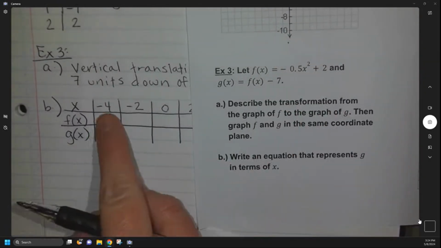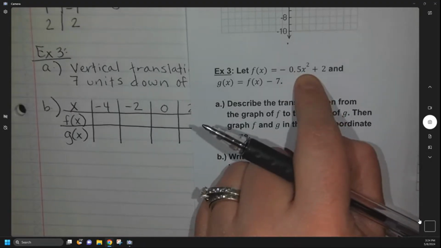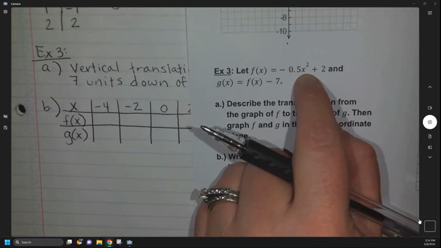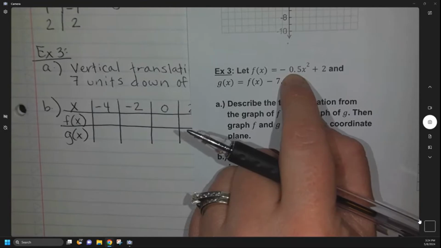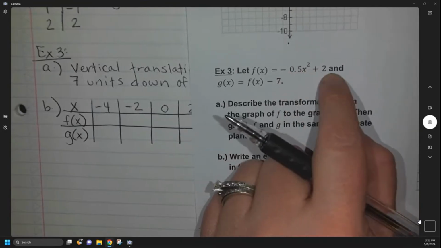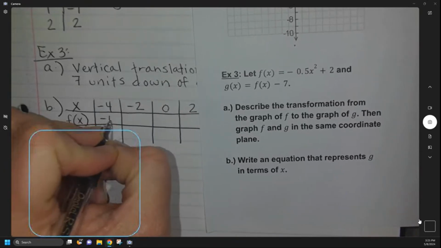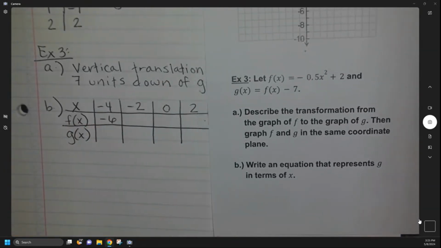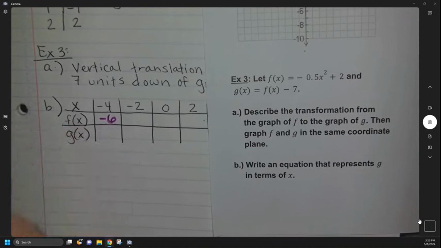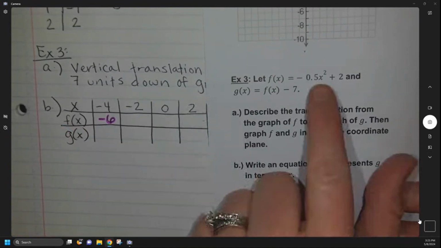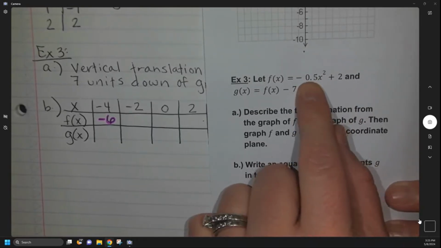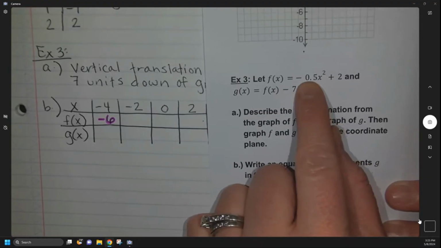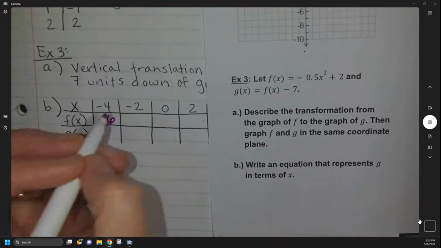So if I plug in -4, -4 squared is 16. 16 times -0.5 is -8. -8 plus 2 is -6. Let's actually give that a color so we'll be able to see some differences in these. So that's f of x is going to be -6. All right, so then -2 squared is 4. 4 times -0.5 is -2. -2 plus 2 is 0.